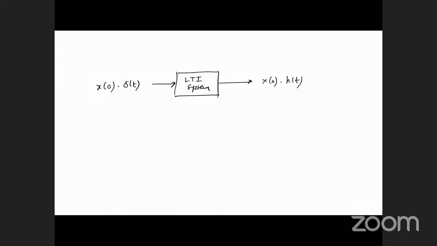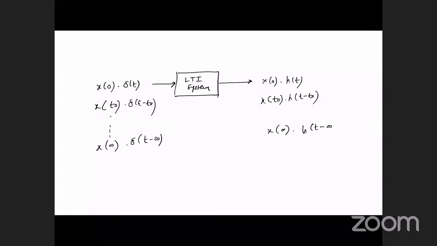So for the given LTI system, now let us come to the conclusion. For δ(t), we were getting h(t). But δ(t) multiplied by x(0), output is x(0) times h(t). Yes or no? Next, if I multiply x(t0) with δ(t minus t0), then the output is also x(t0) multiplied by h(t minus t0). Like that, if I go up to x(infinity), then this will be δ(t minus infinity), and this is going to produce x(infinity) times h(t minus infinity). Yes or no?